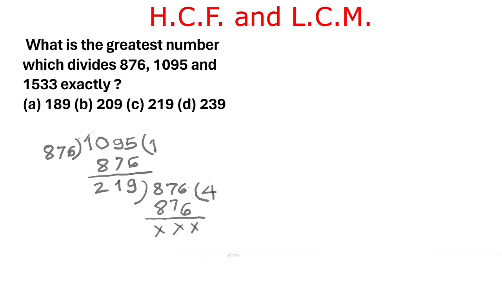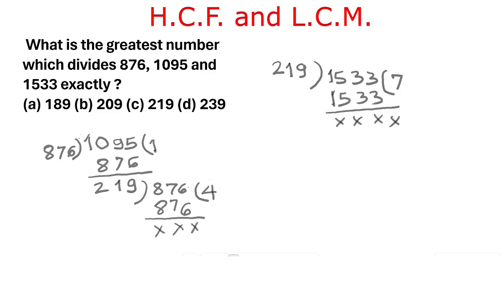Now we divide 1533 by 219, the H.C.F of 876 and 1095. 219 divides 1533 for 7 times. 200 times 7 is 1400 and 19 times 7 is 133. 1400 and 133 is 1533 and the remainder is 0.